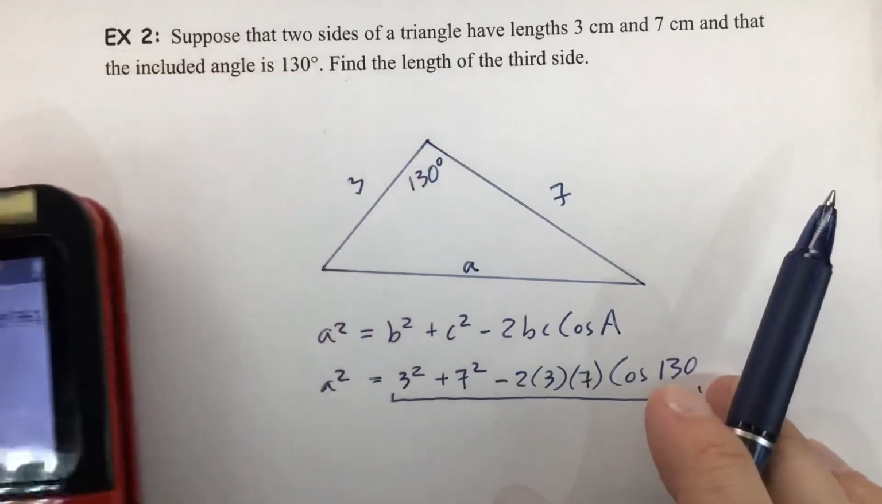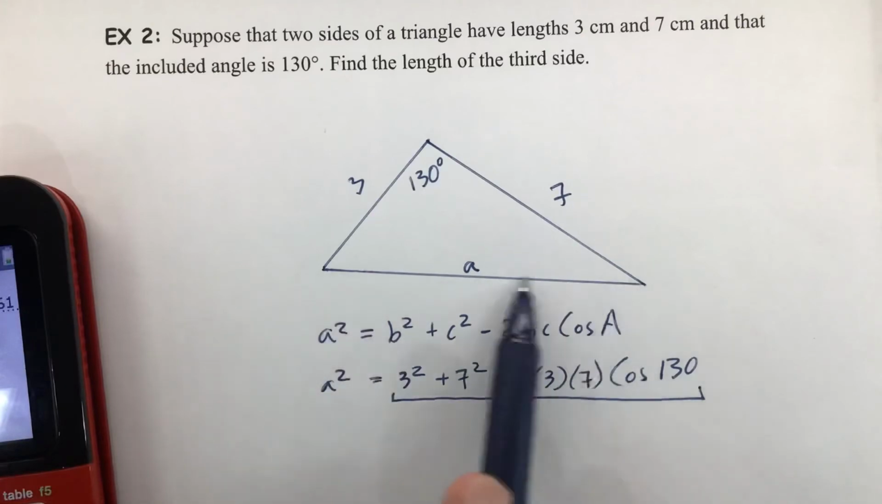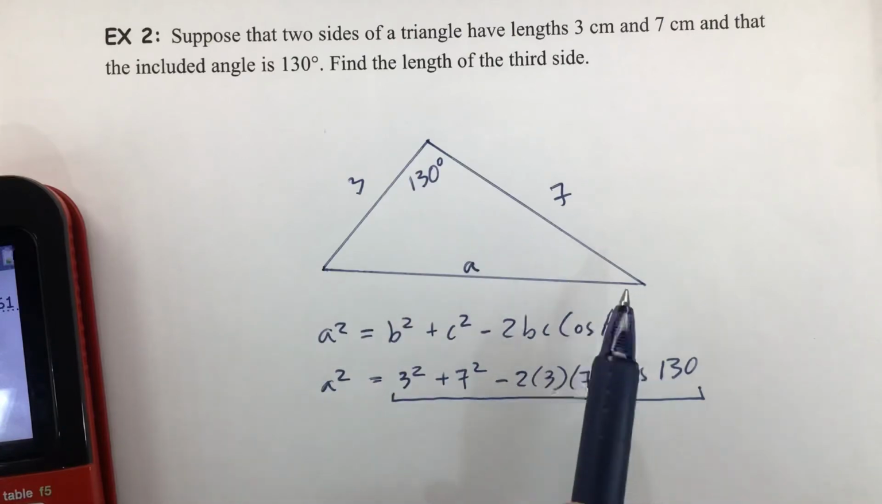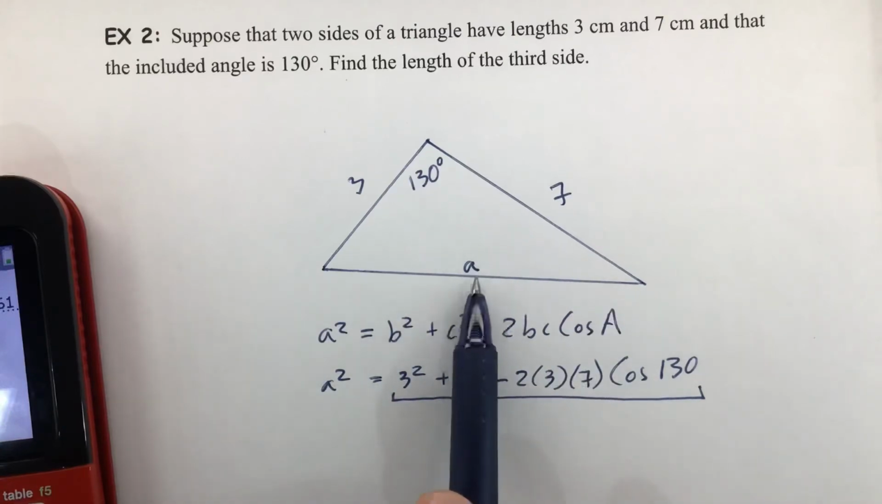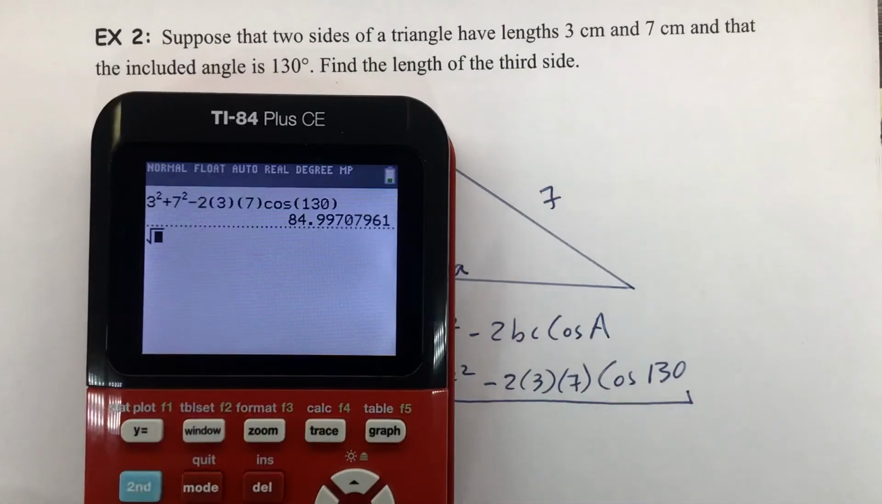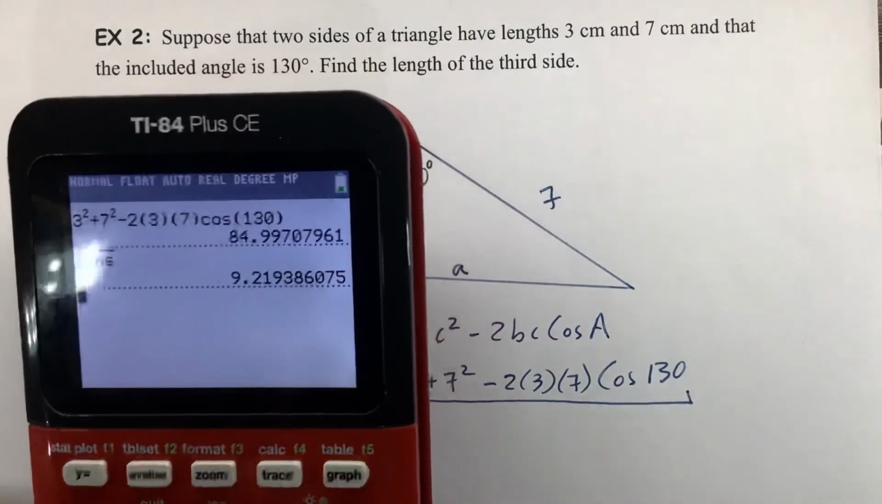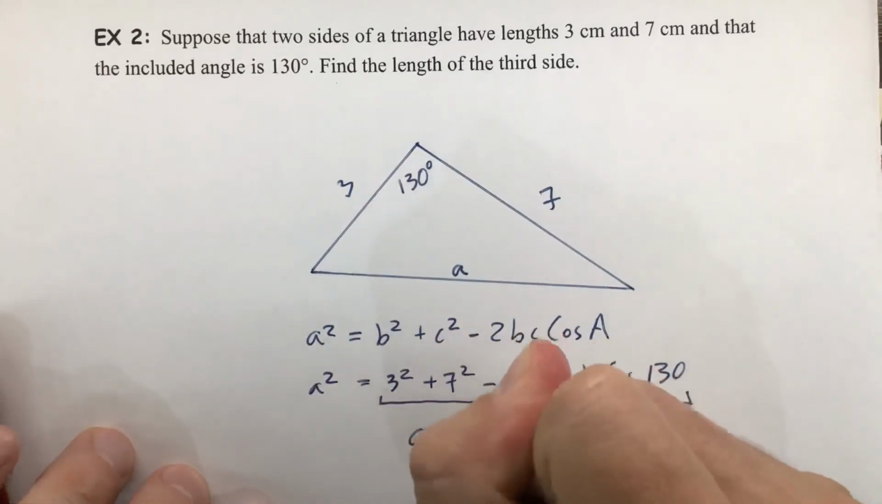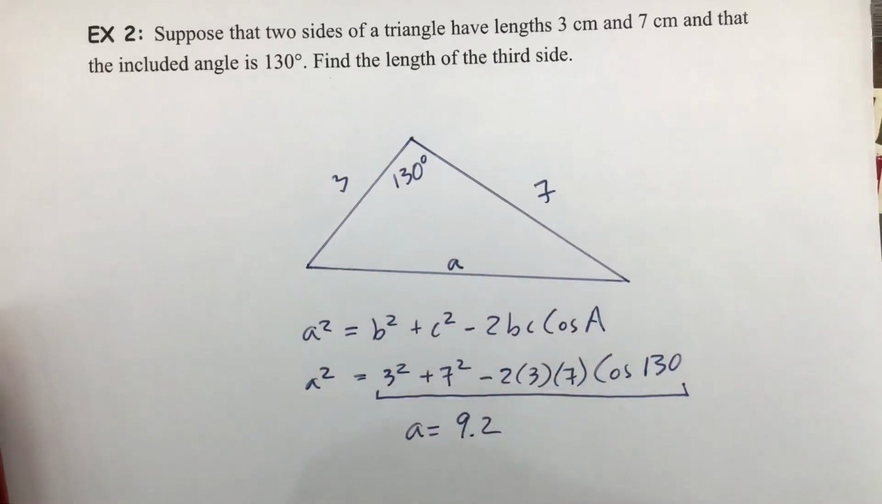Now, obviously the base is not 85. That'd be insane. This is a 3 and that's a 7. This is not 85. But what the 85 represents is that side squared. So we got one more step, which is to take the square root of that answer. Comes back as 9 point, we'll just call it 9.2. So A is 9.2, and now that number makes perfect sense for the problem that we've got here.